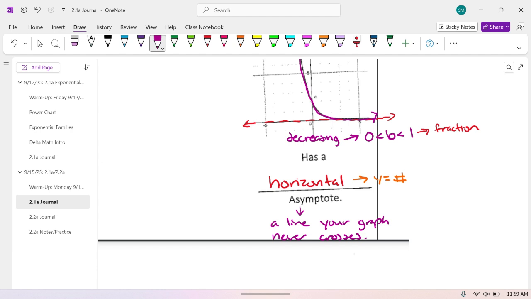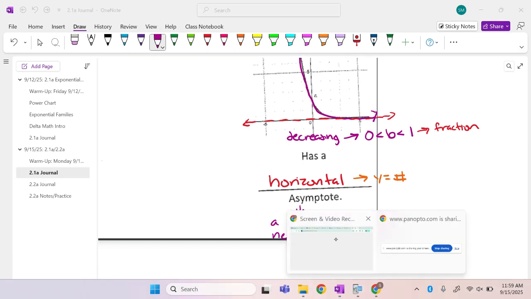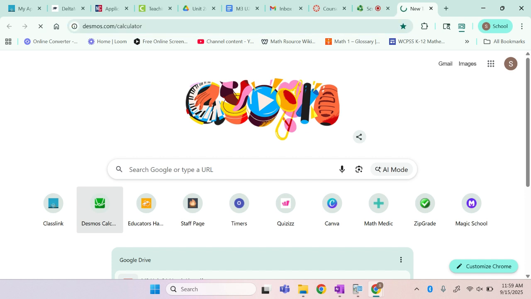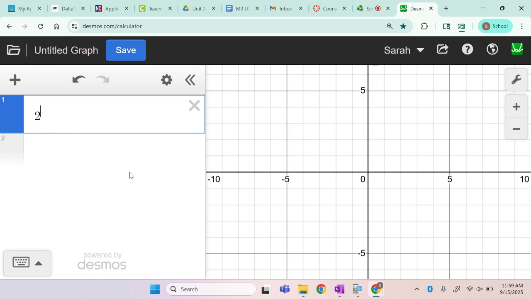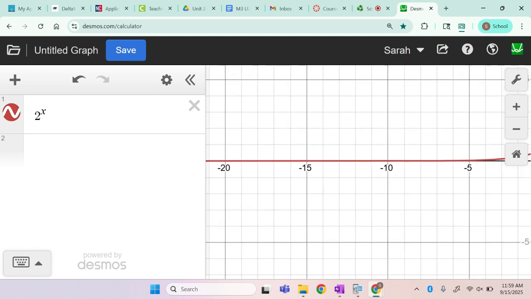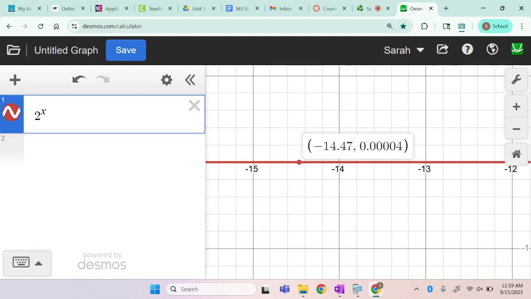Now, a lot of times it's really easy to gauge where that asymptote is. For example, and you don't need to do this, but let's say I open Desmos real quick. All right, let's just say I did 2 raised to the x power like y'all did. Now, if you look, it looks like the line is right on top of 0. But watch what happens when I zoom in a lot.